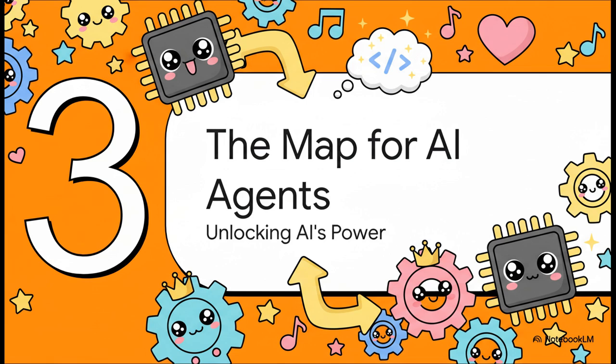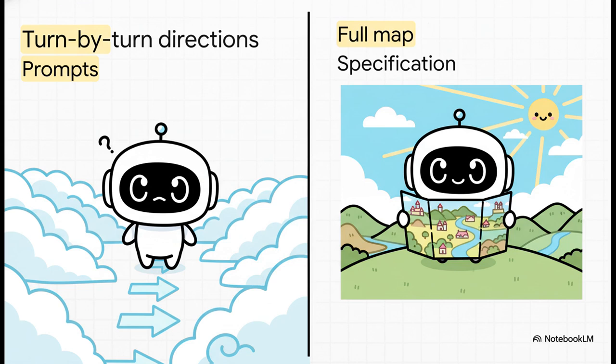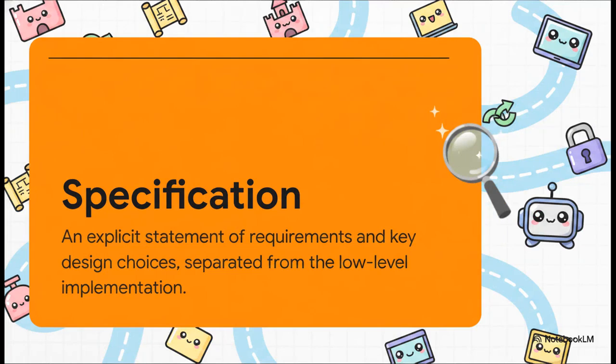Let's dig into why. Right now, a lot of us use AI by feeding it these small, specific prompts, like, hey, write me a function that does X. That's basically like giving someone turn-by-turn directions. It works, sure, but they have no idea where they're ultimately going, why they're going there, or what the destination is even supposed to look like. A specification, on the other hand, is the full map. It gives the AI agent the complete context, the terrain, the final destination, all the possible routes. Suddenly, the AI understands the why behind the what.